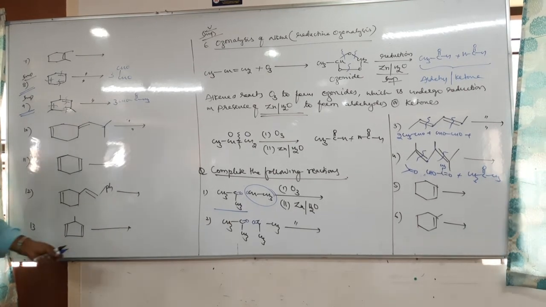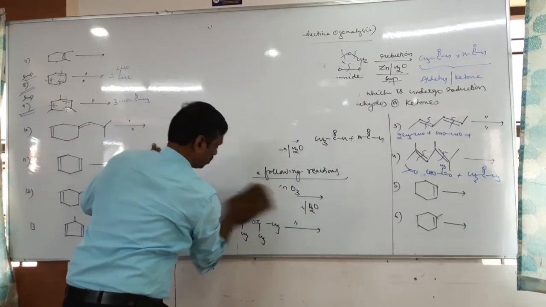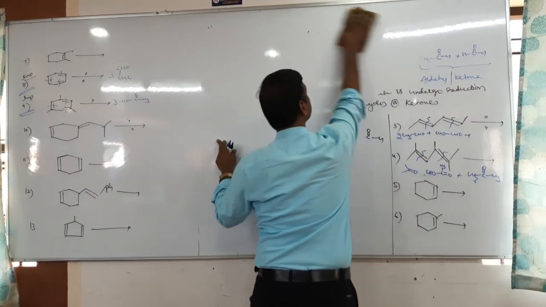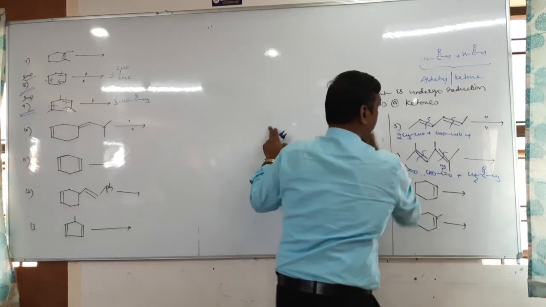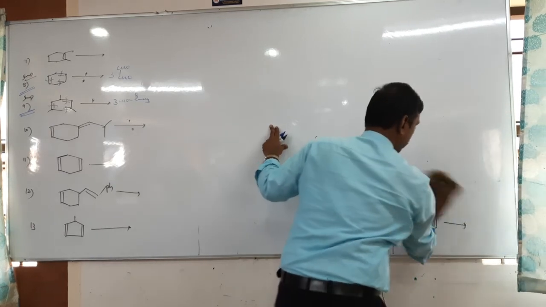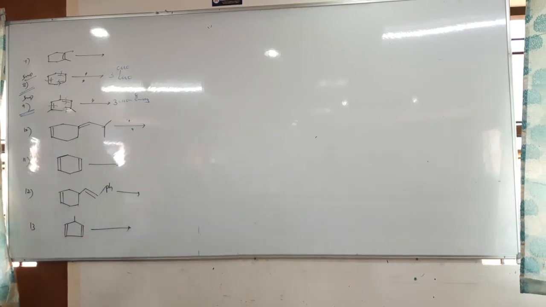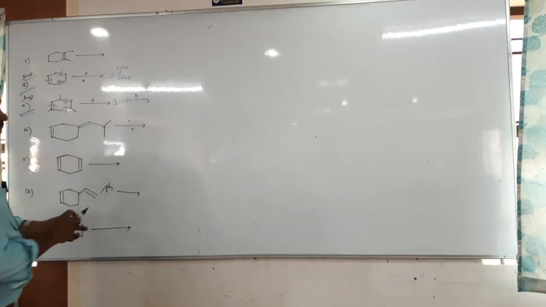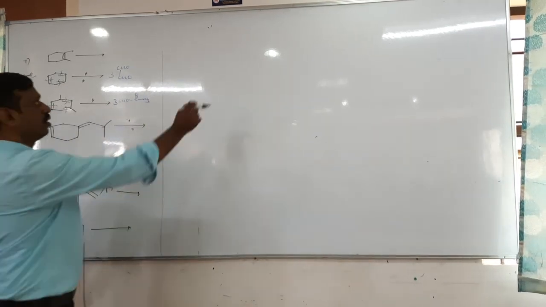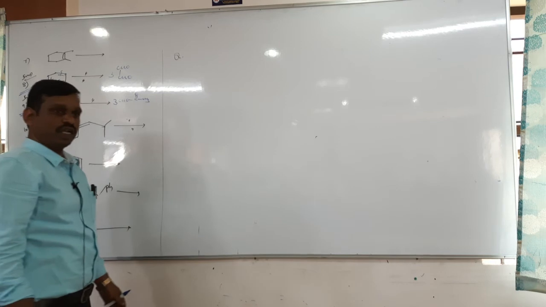So therefore, what is the importance of this reaction? This reaction is used to identify the position of double bond in alkene. For example, position of double bond in alkene.